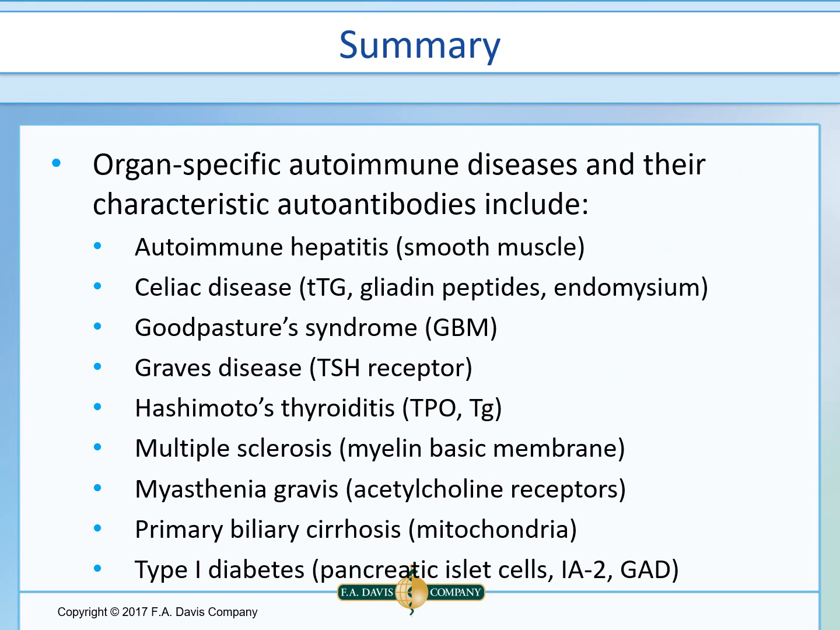And lastly, the organ-specific autoimmune diseases and their characteristic autoantibodies include those against the liver in autoimmune hepatitis, celiac disease, Goodpasture syndrome, Graves' disease with the thyroid, along with Hashimoto's affecting the thyroid, multiple sclerosis, myasthenia gravis, primary biliary cirrhosis, and then type 1 diabetes.